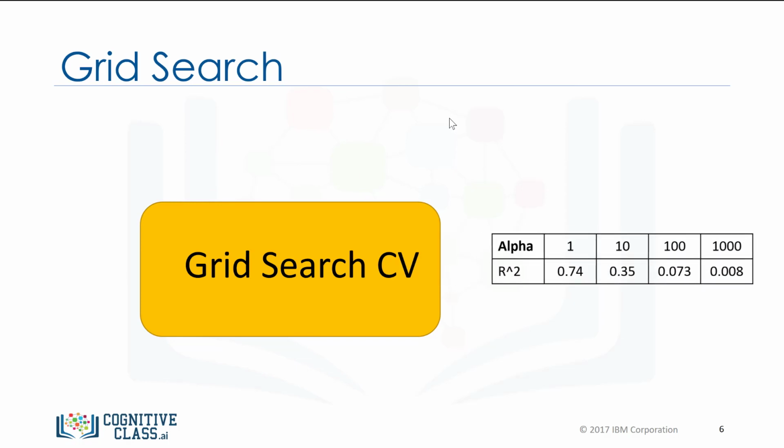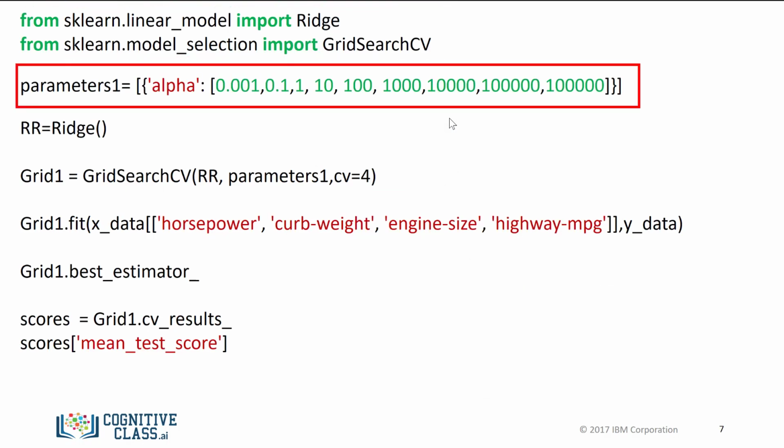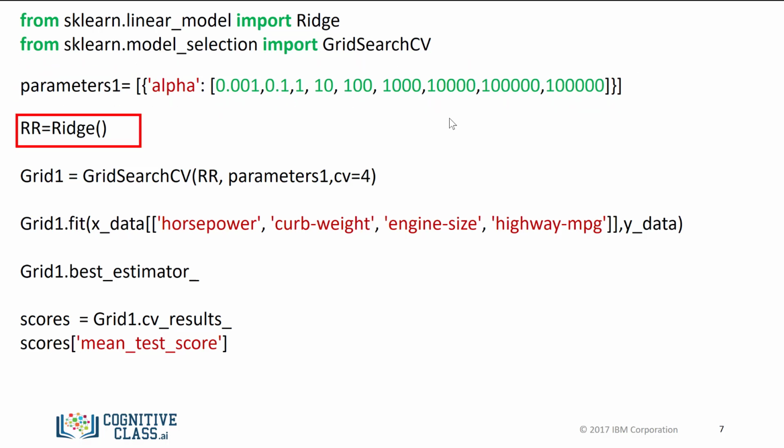Some of the outputs include the different scores for different free parameter values, in this case the R-squared, along with the free parameter values that have the best score. First, we import the libraries we need, including Grid Search CV, the dictionary of parameter values. We create a ridge regression object or model.